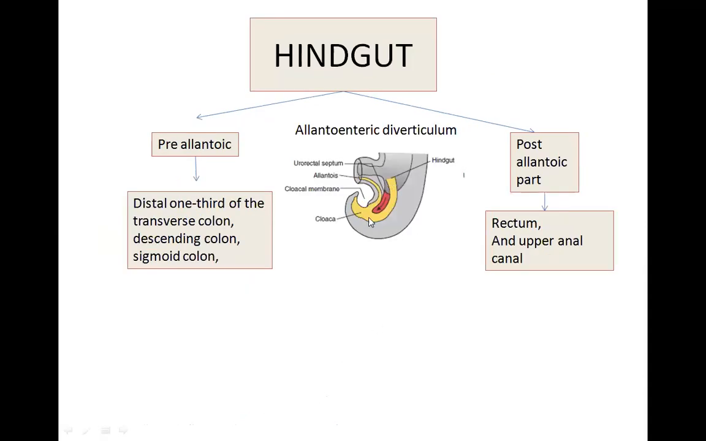Then comes the hindgut. Now it is again divided into two parts by this allantoic diverticulum into a pre-allantoic part and a post-allantoic part. The pre-allantoic part gives rise to the distal one-third of the transverse colon, descending colon and the sigmoid colon, whereas the post-allantoic part will give rise to rectum and upper anal canal. The lower anal canal will be derived from the proctodeum or the cloaca. That will be ectodermal in origin.